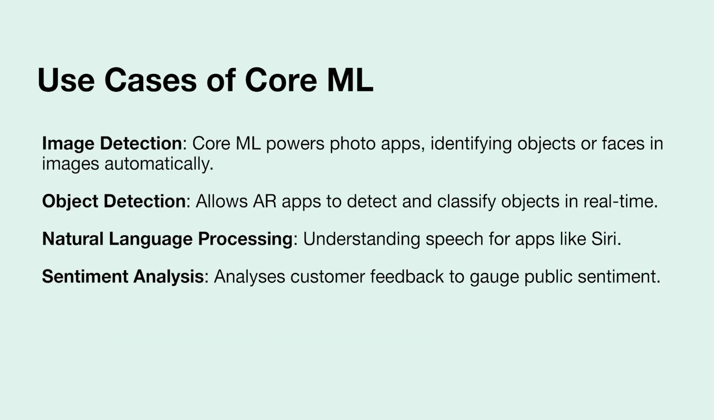These are some of the use cases of CoreML. You guys must be familiar with the Photos app in iOS. CoreML powers the Photos app. It can identify objects or faces in the frame automatically. It also allows AR applications to detect and classify objects in real time. It can understand speech for applications like Siri, and it can analyze customer feedback to gauge public sentiment. It can also convert speech to text in applications like dictation. It can analyze health data in real time from wearables. Can make personalized suggestions in streaming apps like Apple Music or Netflix.